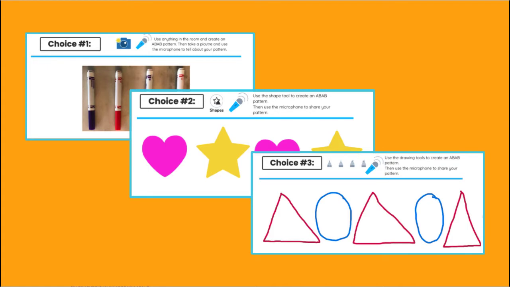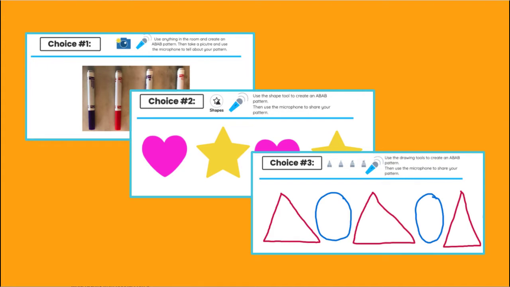In this example, choice number 1 allows students to find objects in the room to make their pattern. Choice number 2 has them use the Shapes tool, and choice number 3 lets students use the Drawing tool. In all 3 choices, the students then have to use the microphone to record why they created their pattern the way they did, which gives me insight into their learning and helps me continue to support them in their learning.